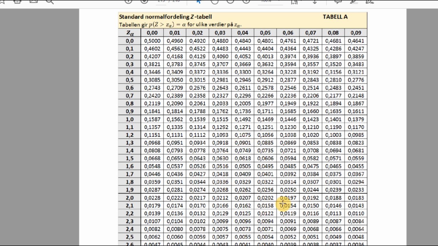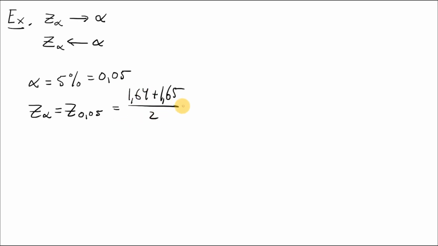Then you just have to find alpha equal to 5% in the table, and you see you come closest to it here. So between these two probabilities, for this probability you see it corresponds to z-alpha 1.64, and for this one 1.65. So z-alpha is between 1.64 and 1.65. If you take the mean of that, we get 1.645. So this is as good as you can read off z-alpha from the table.